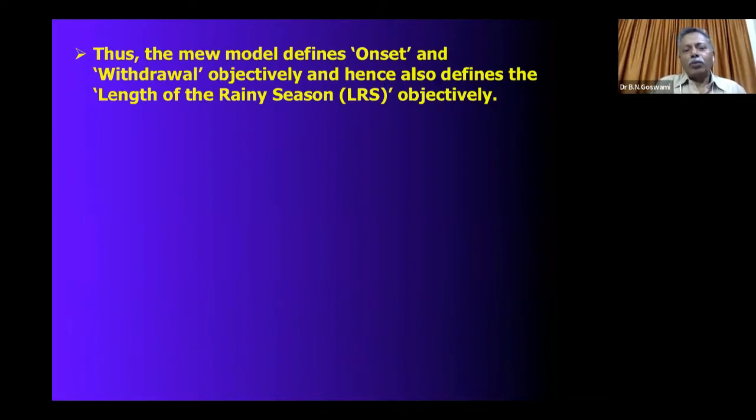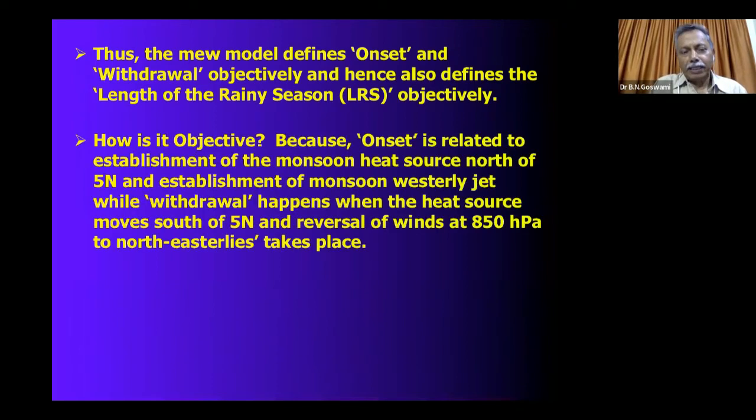So our new model allows us to define onset and withdrawal more objectively. It is objective because it is related to the heat source. It is a large scale heat source going to the north and changing the direction of the winds. And so it is fundamentally related to the seasonality of the monsoon.